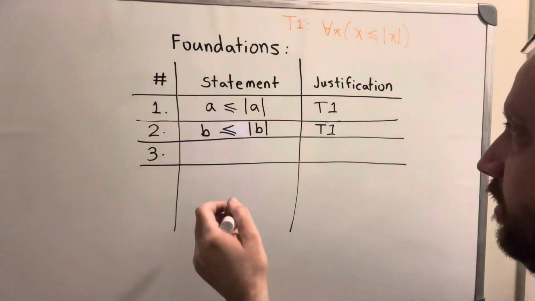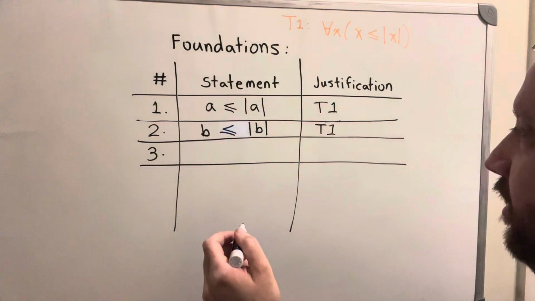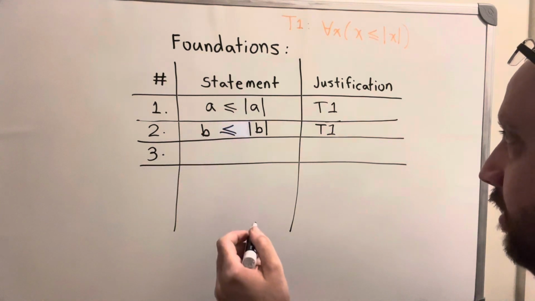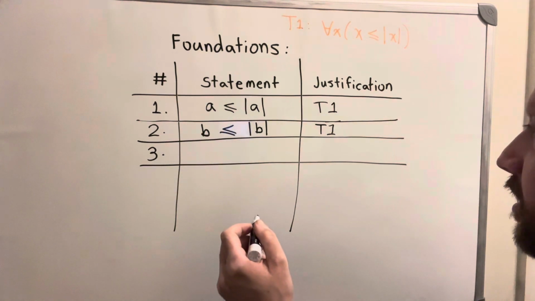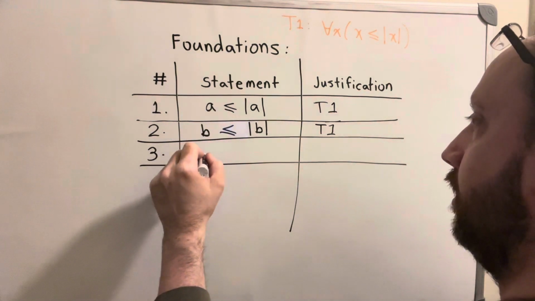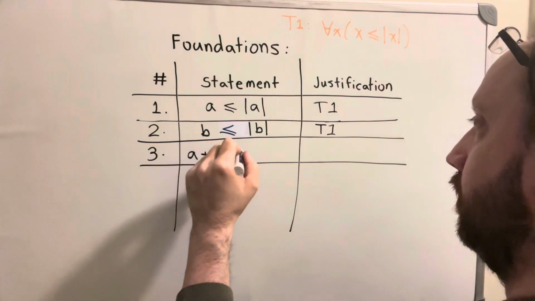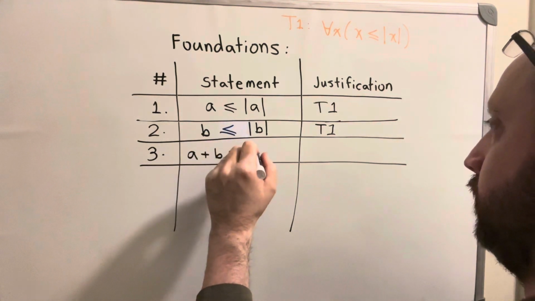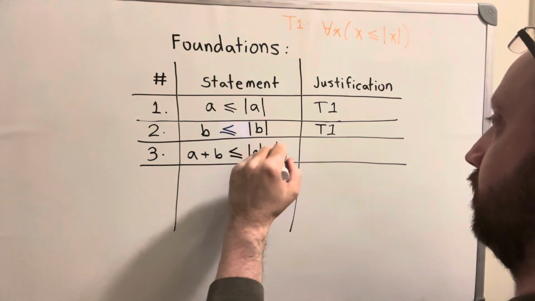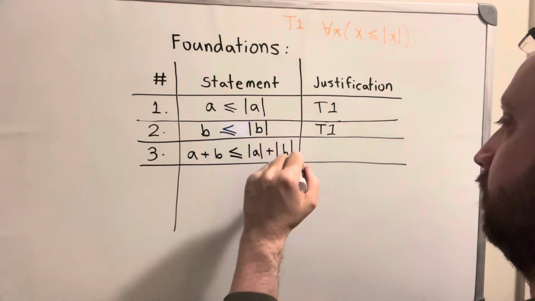If a is less than or equal to the absolute value of a, and b is less than or equal to the absolute value of b, we can say that a plus b is less than or equal to the absolute value of a plus the absolute value of b.